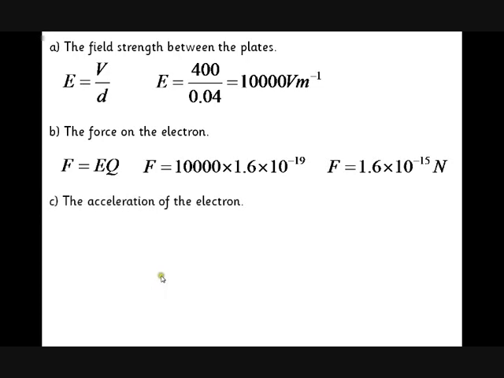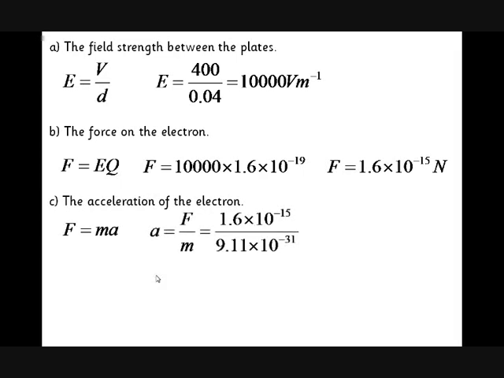The acceleration, we can use Newton's second law here because we've got a mass. We know the mass of an electron. We know the force on an electron, so we can use F equals ma. If we rearrange that to a equals F over m, we insert our force and mass, and we come up with an acceleration of 1.76 times 10 to the 15 metres per second squared.